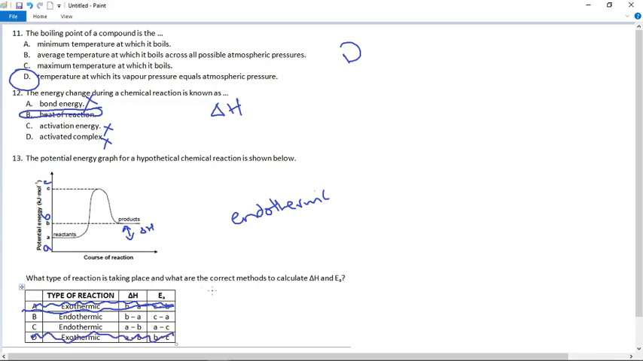How do we find delta H? We take products minus reactants, which is B minus A. And to find activation energy, it's the peak of the graph, C, minus the energy of the reactants, A. So my answer here is B. It's an endothermic reaction. Delta H is B minus A. Activation energy is the peak of the graph minus the energy of the reactants.